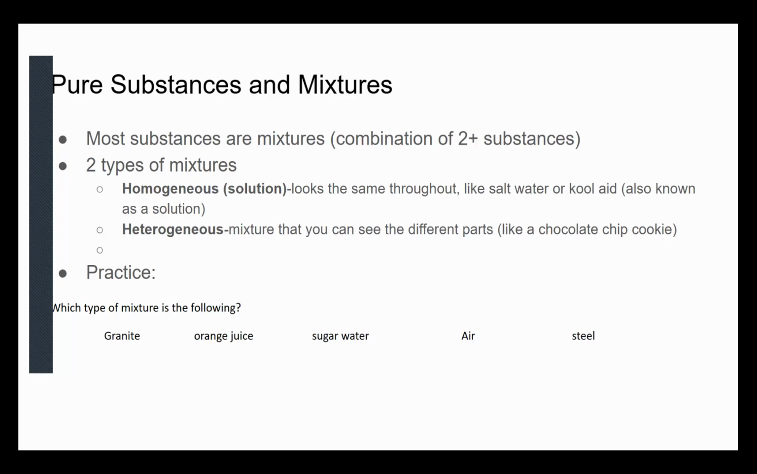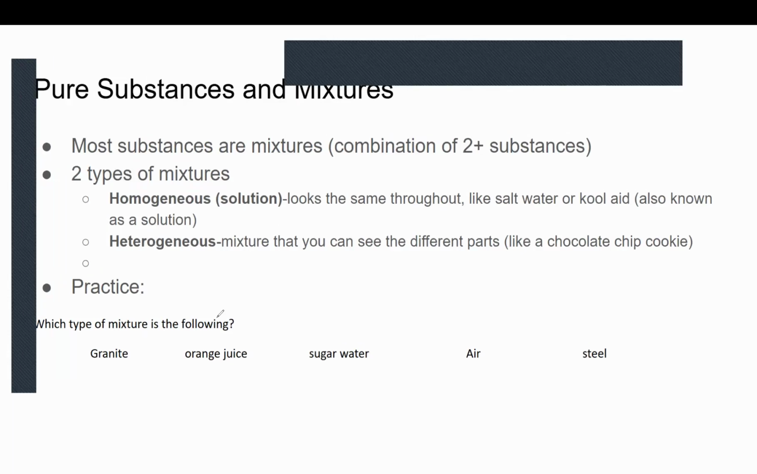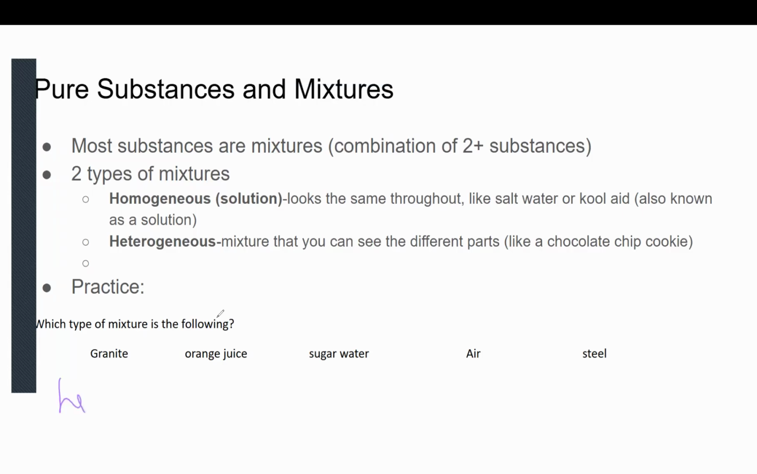So let's take a moment to practice. Hit pause. See if you can tell me what type of mixture is the following, and then come back and see what the answer is and check your work. So what type of mixture is the following? Granite. You could see all the different parts. So this would be a heterogeneous.